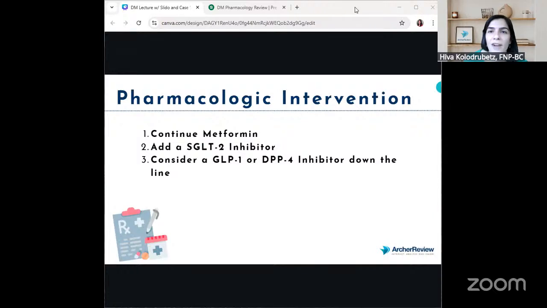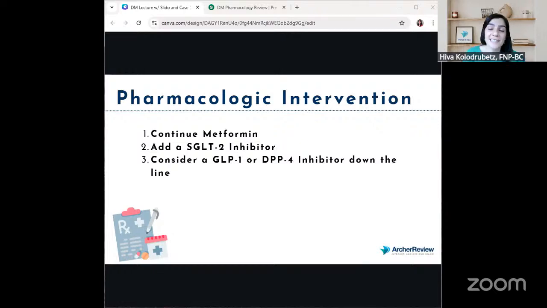I've already said metformin's my favorite medication. He's already on metformin. Great. Let's add a second agent. He's maxed out on the metformin. I personally would add an SGLT2 inhibitor for our friend John. Remember those cardio and renal protective properties. He's got hypertension. He's got hyperlipidemia. He's got a family history. We're really going to protect his heart. Let's get him on an SGLT2 inhibitor.